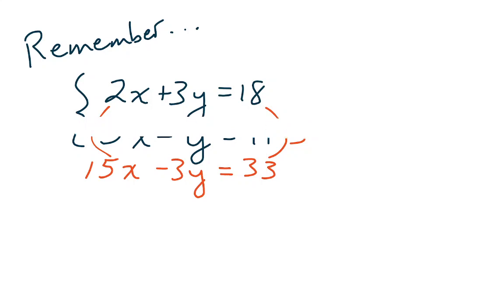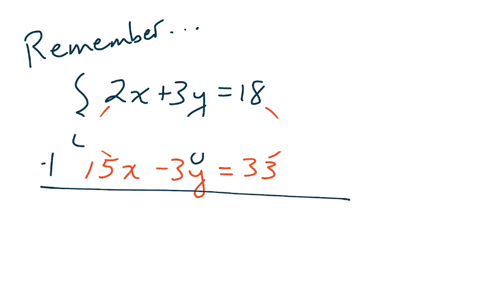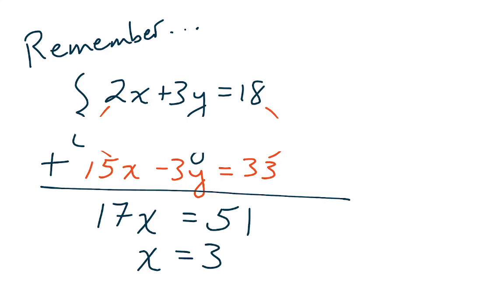Now, you have to kind of ignore this equation. It's almost like it's been changed. Now, we're going to add the equations together. Again, I have to ignore the one that I changed. So, add your x's, you get 17x. Add your y's, and they eliminate. And add your constants, and you get 51, which means x equals 3.